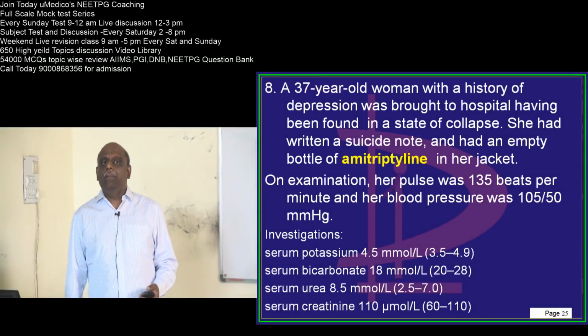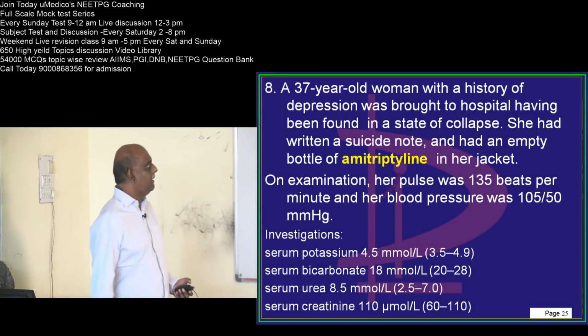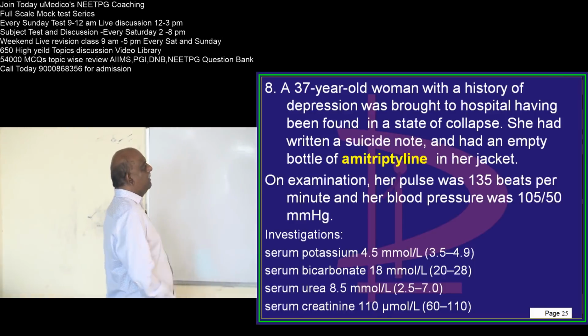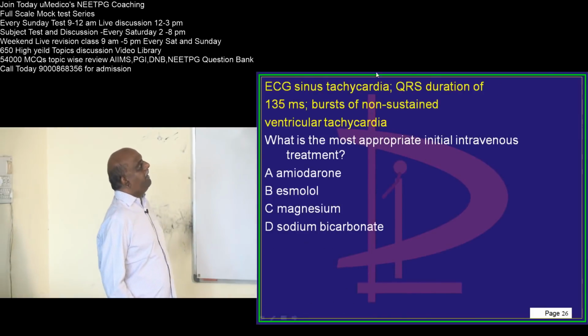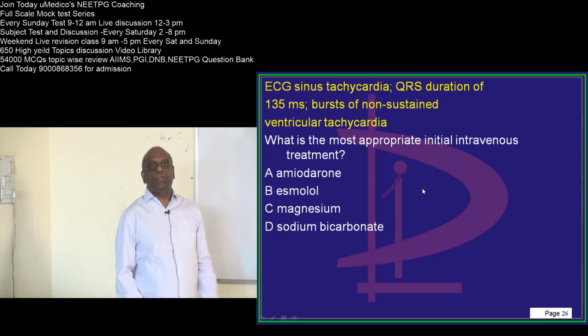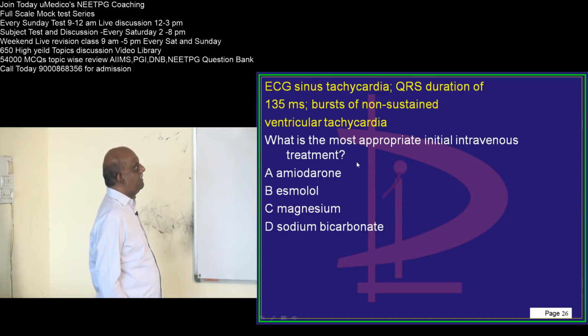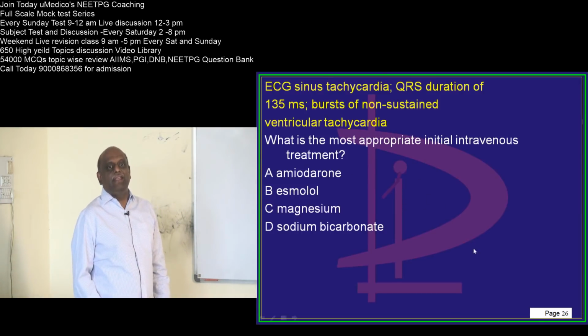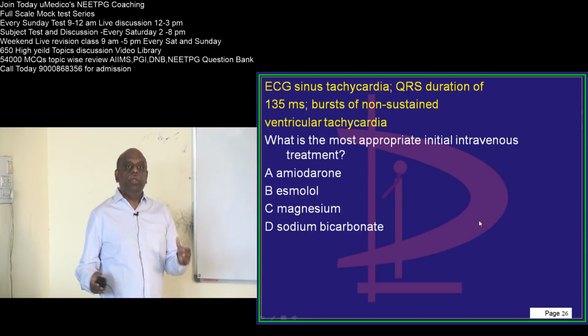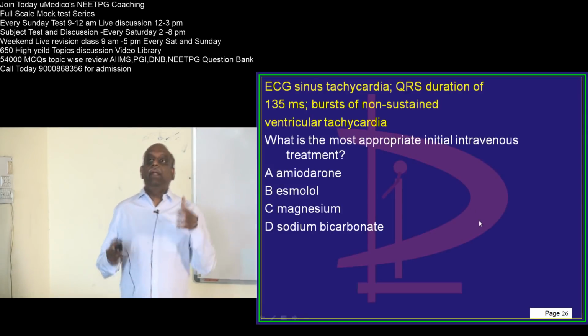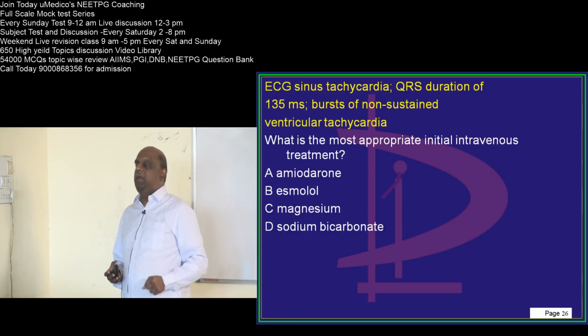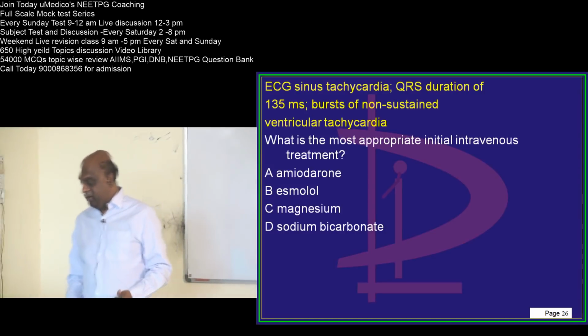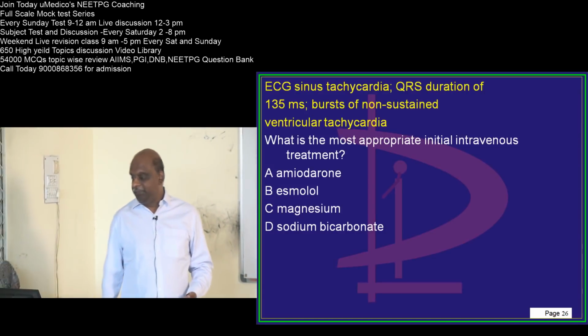A patient had amitriptyline poisoning and the ECG is showing a QRS duration of 135 milliseconds. Non-sustained VT is there. So how do you manage amitriptyline poisoning is the important question. Yes. What is your answer, doctor?